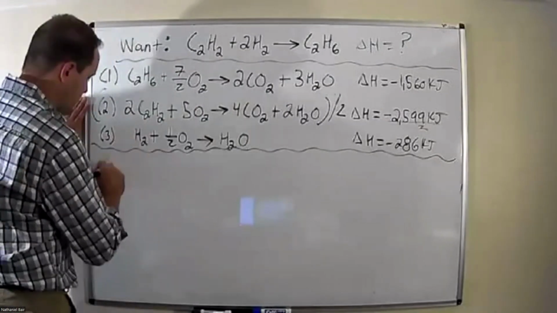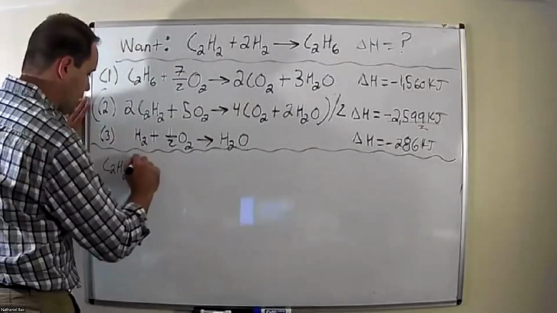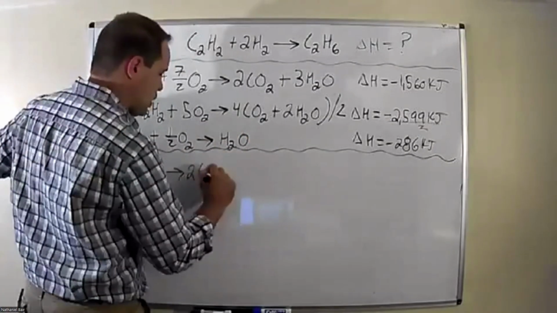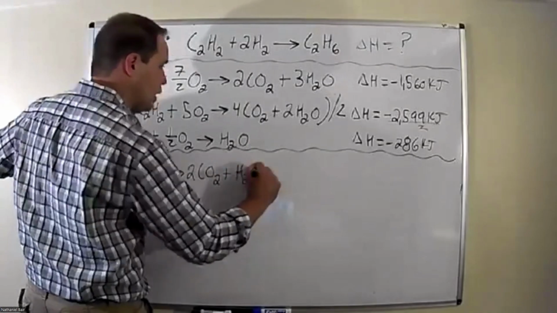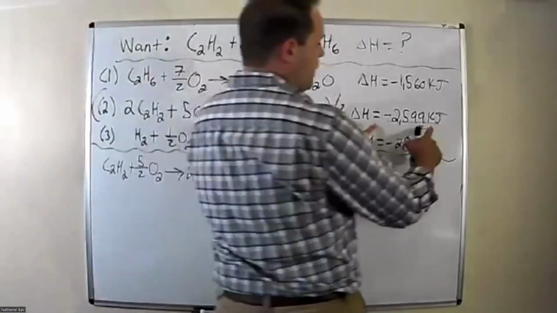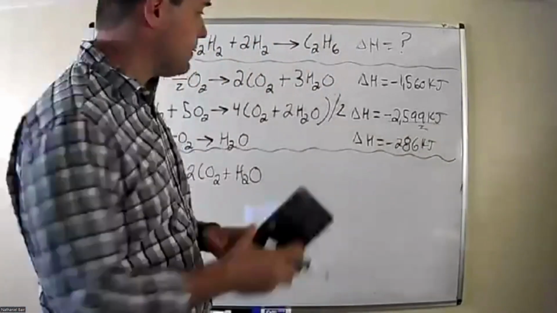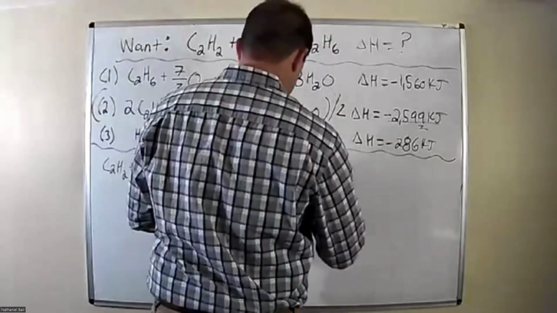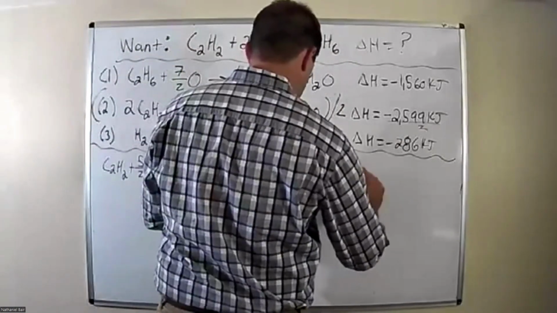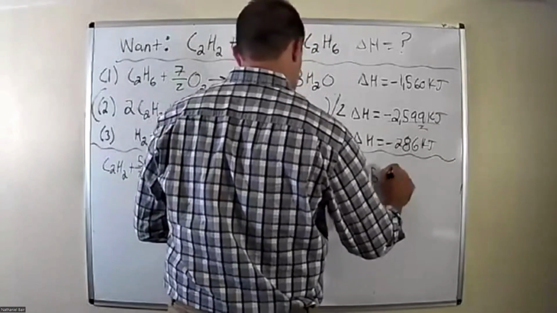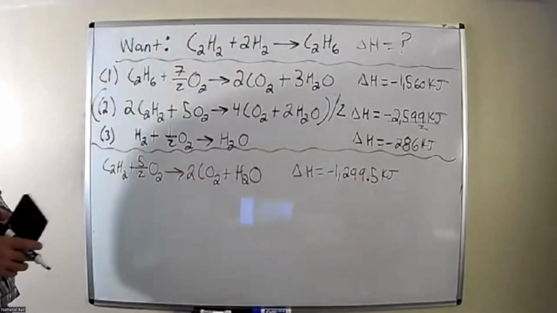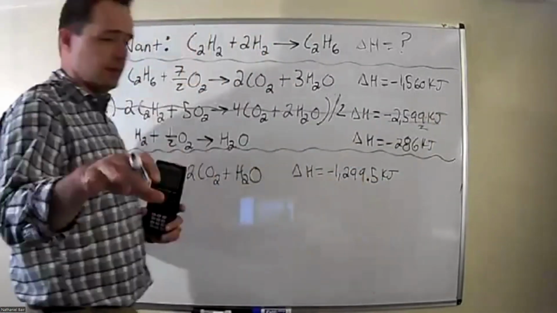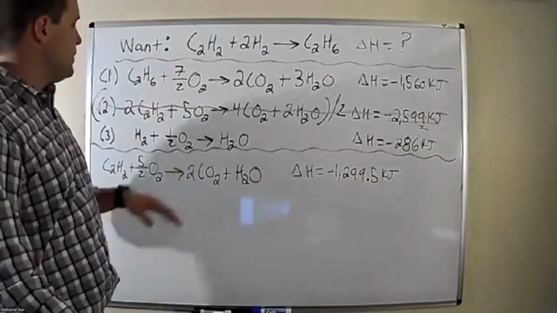So here we go. That's going to be C2H2 plus 5 halves oxygen goes to 2CO2 plus H2O. And then I need to divide this by 2, so that's going to be what, negative 1,200, I don't trust myself. That's going to be negative 1,299.5 kilojoules when we divide that bad boy by 2. So that's the first thing. This reaction is now gone. It's done.